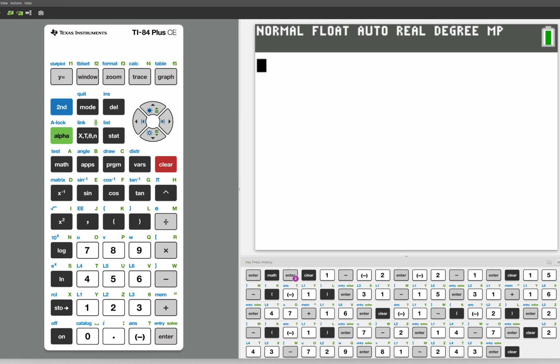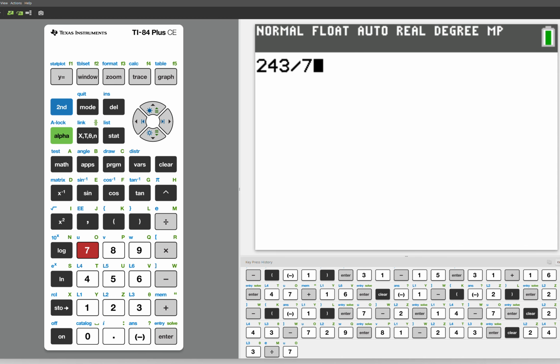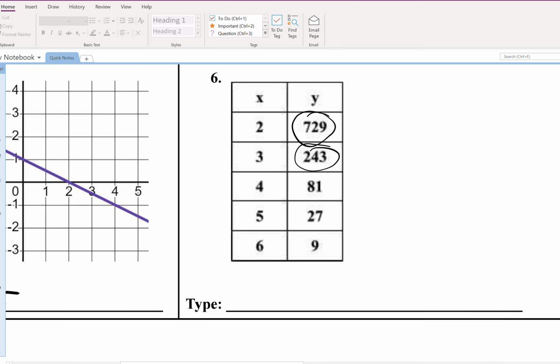So let me clear that. 243 divide by 729. And it gives me this decimal, but if I hit math, enter, enter, that simplifies that to 1/3. And so from here to here, if I multiply 729 by 1/3, I would get 243. Which is the same, by the way, as taking 729 and dividing by 3.